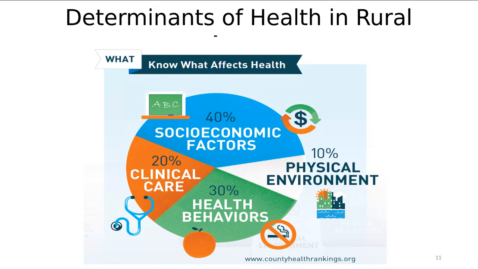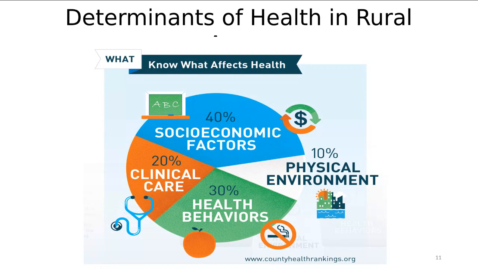The healthy behaviors, and I mentioned there are so many healthy behavior problems in rural areas like substance abuse, mental health issues, safety issues. These are all related to health behaviors, and this makes 30%. So socioeconomic factors and health behaviors make 70%. Clinical care is 20%, so one-fifth of the determinants of health outcomes are related to clinical care, and this is because we have a shortage in workforce and also insufficiency in specialization.